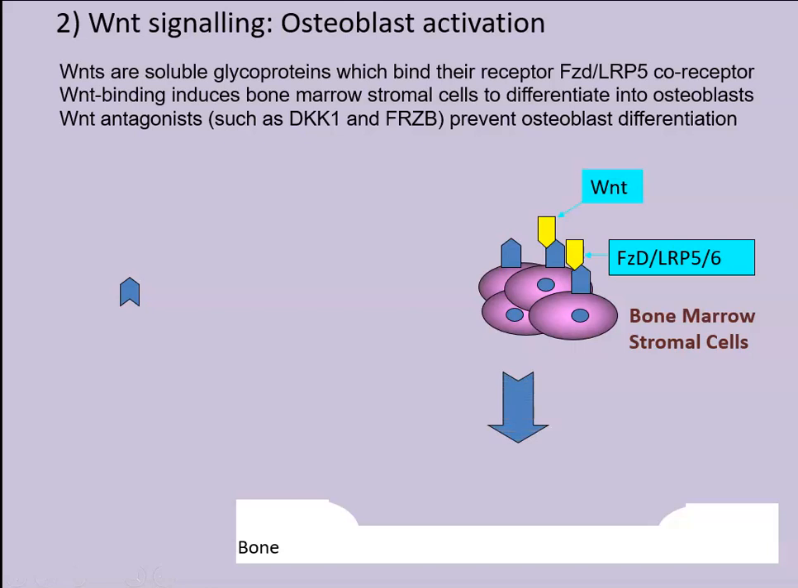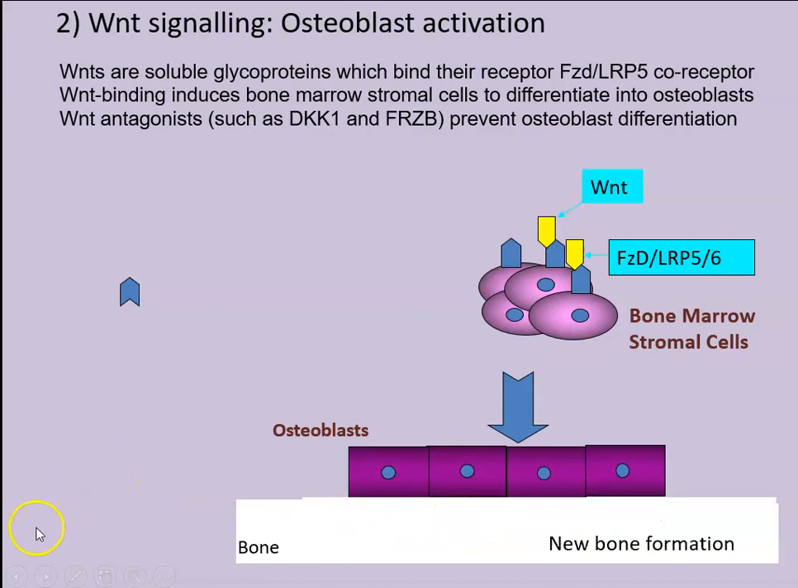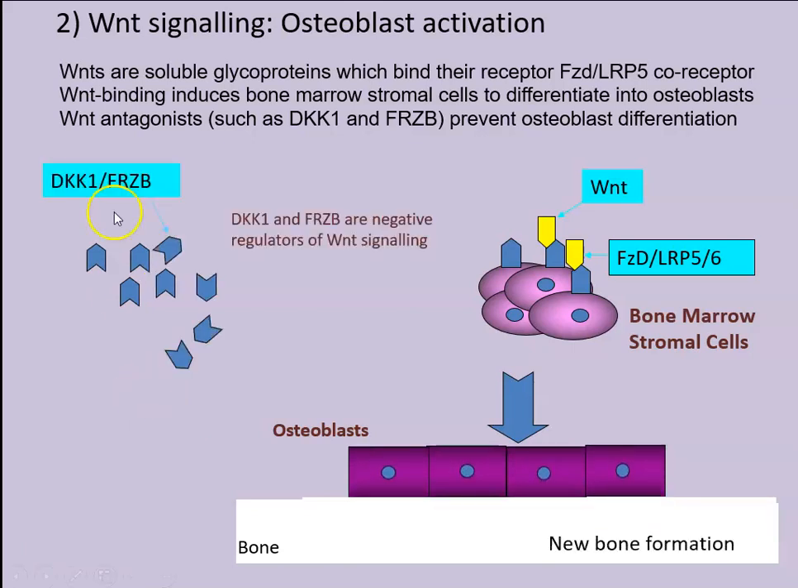So they will be activated after the osteoclasts have eaten away a bone resorption pit shown here. They will differentiate into osteoblasts, they will land on the bone surface, they'll secrete collagen, and they will result in new bone formation. This pathway also has a negative regulator pathway, and this is the DKK1 and Frisbee pathway. DKK1 is Dickkopf-1, and Frisbee is frizzled-related protein B, I think, but both of these are negative regulators of Wnt signalling.